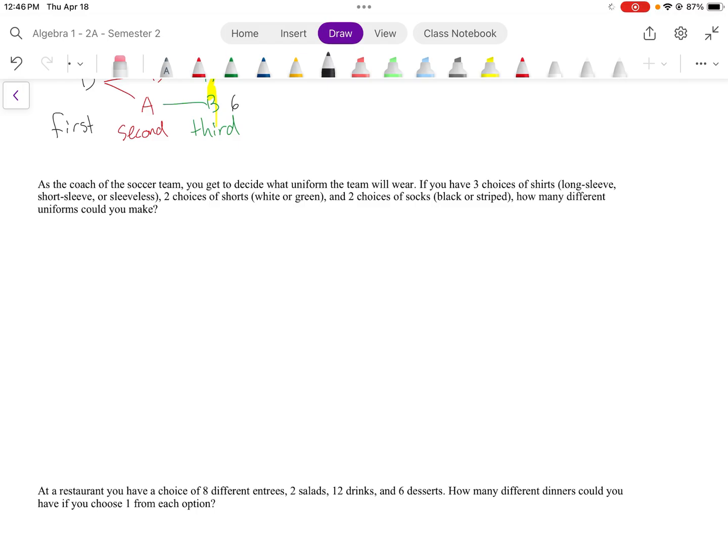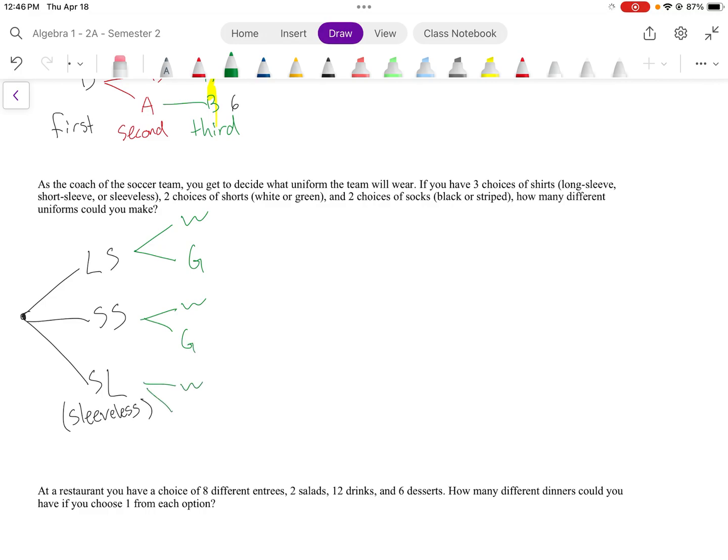Well, I'll do another tree diagram. If I start, we'll go in the order of the question. I get to pick a shirt. I could pick a long sleeve, I could pick a short sleeve, or I could pick a sleeveless. I'll put this as sleeveless. Helps if I spell it right. After you pick your shirt, you get to pick your shorts. You could pick white or green. And then after you pick white or green, you get to pick your socks. You could pick black socks or striped socks.